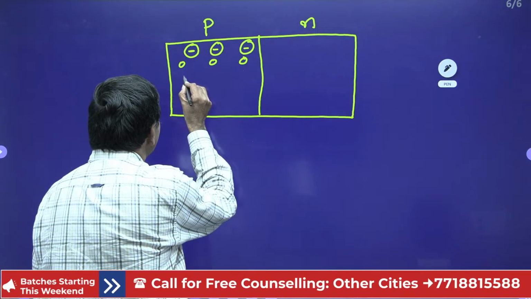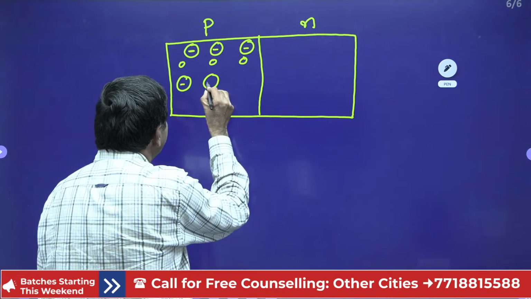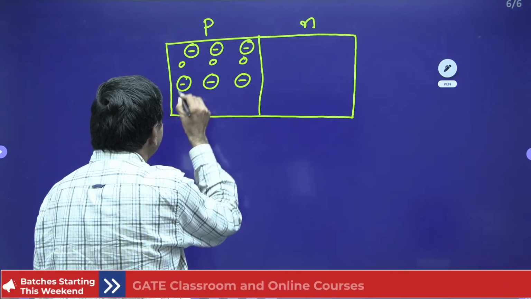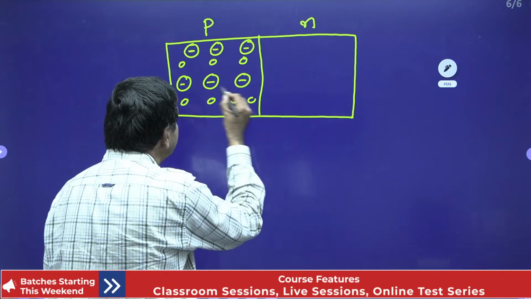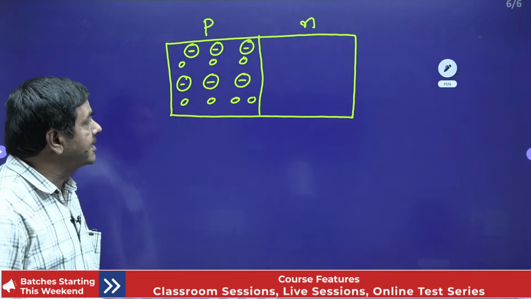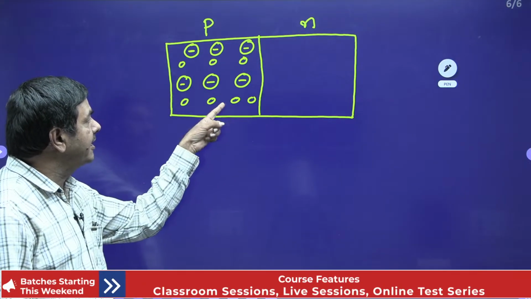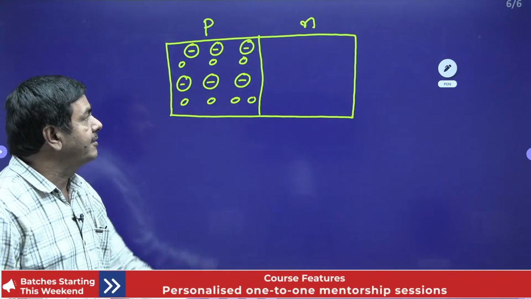And here, what happened now? So many negative ions are possible. Along with the negative ions, we can find the holes also here, a number of holes. So the majority carriers existing in the P-type extrinsic semiconductor are the holes only.